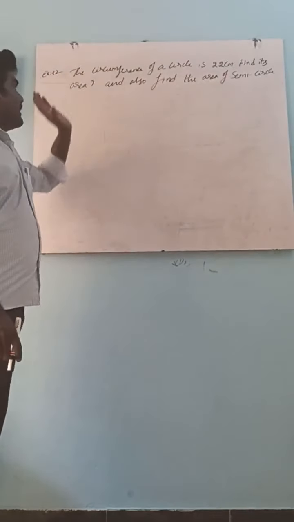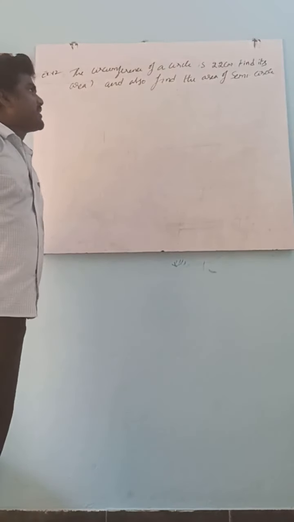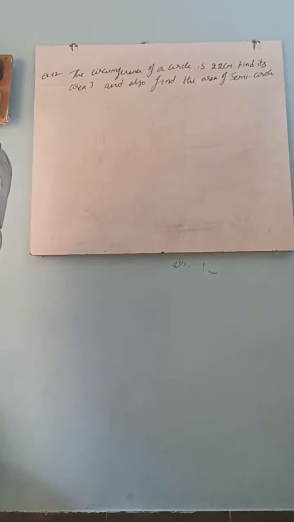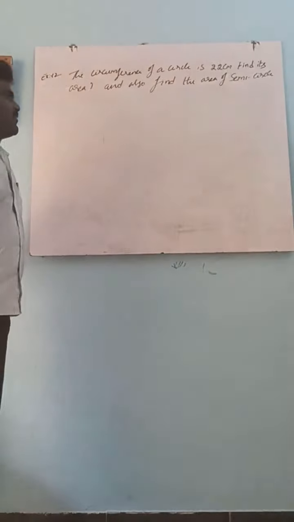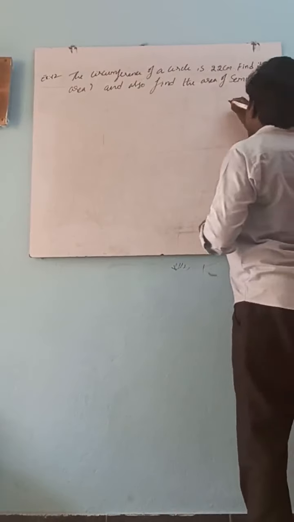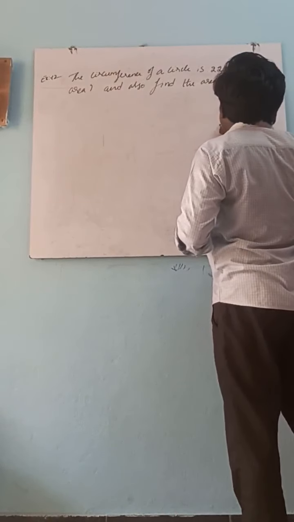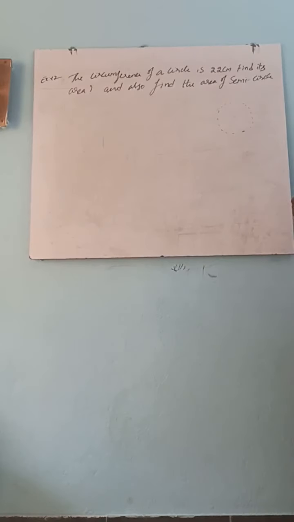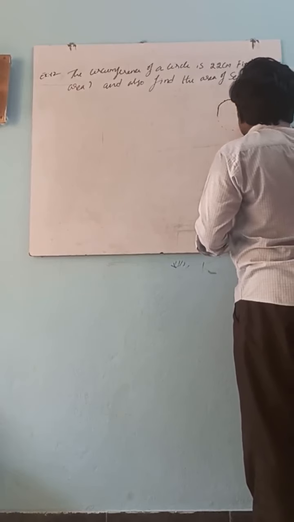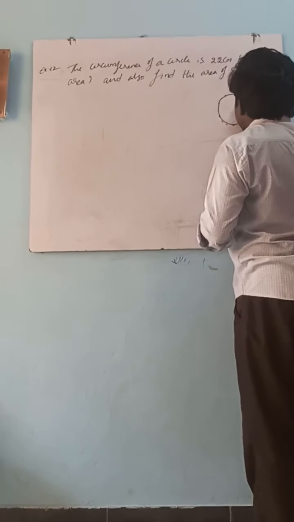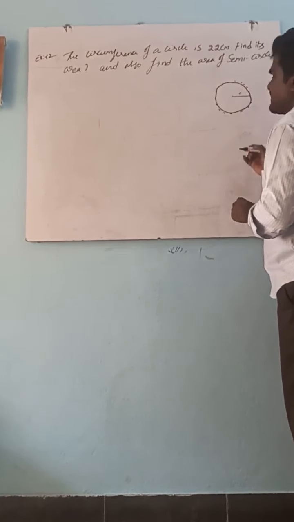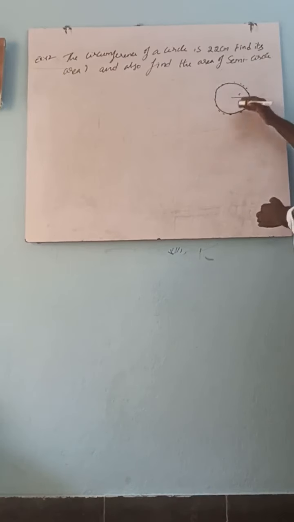Example 12. The circumference of a circle is 22 centimeter. Find its area and also find the area of the semicircle. First of all, a circle: the set of points arranged around one fixed point at a certain distance. The certain distance is nothing but the radius. This is called a circle.